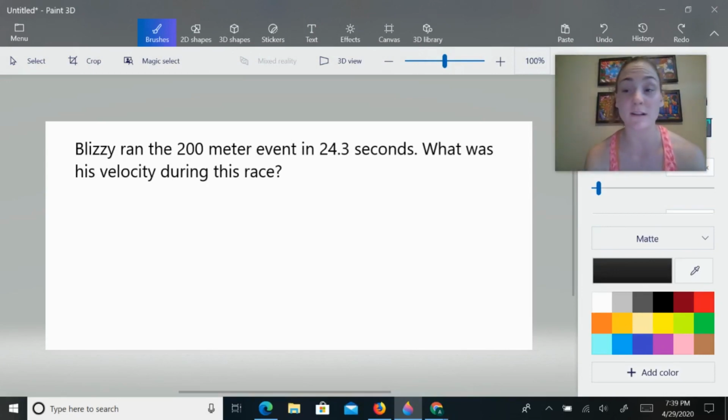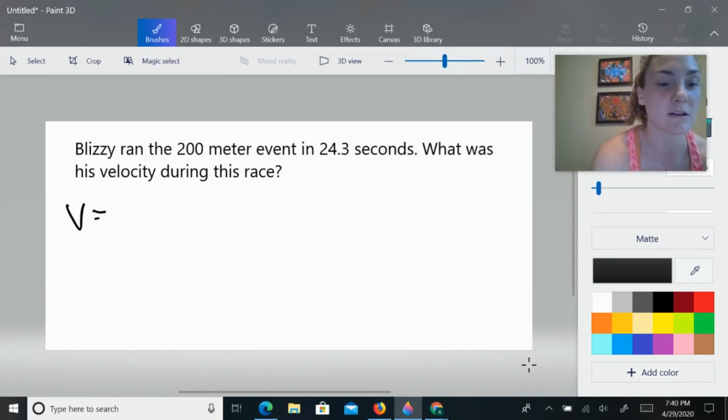Okay, so now let's look at one of Blizzy's races. So he runs the 200-meter event in 24.3 seconds. What is his velocity during the race? So I will write the equation for you again. We've got velocity equals distance divided by time.